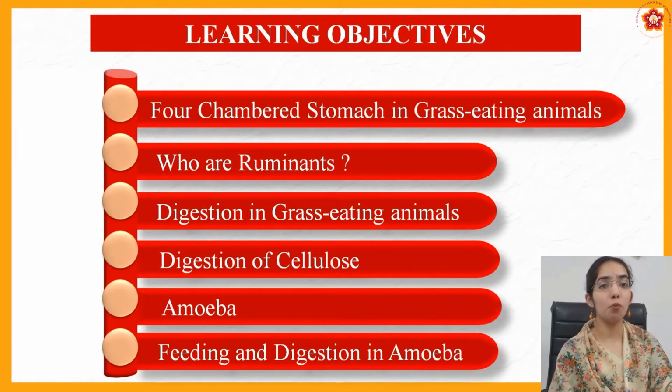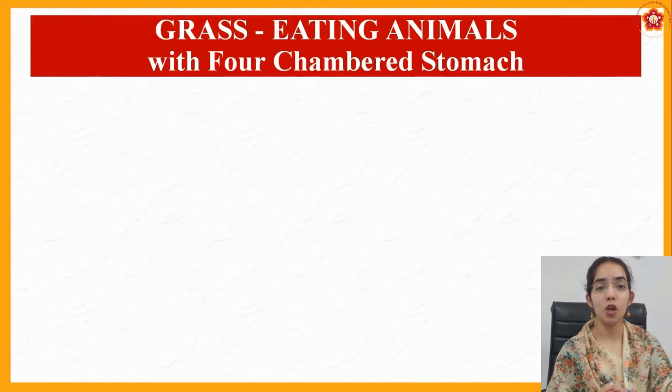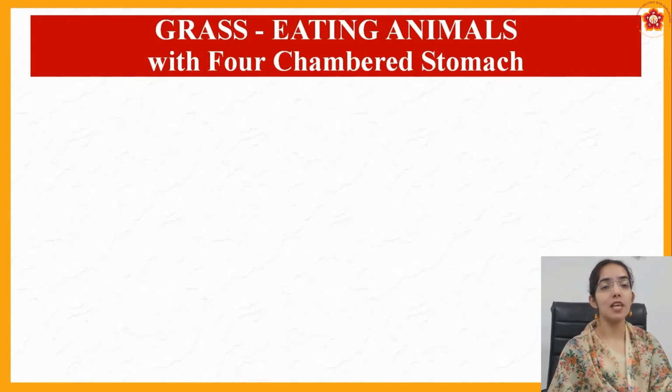The very first learning objective is the 4-chambered stomach in grass-eating animals. So, grass-eating animals have a 4-chambered stomach. When we studied nutrition in humans, we saw that we have a stomach, but it has only one chamber, while the animals that eat grass have 4 chambers in their stomach. Why do they have 4 different chambers inside their stomach? We'll be learning about that as we move forward with today's lecture.